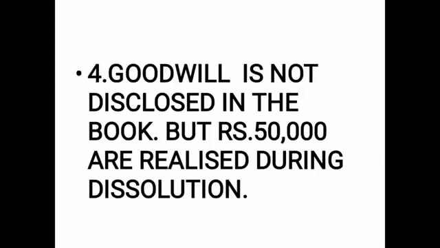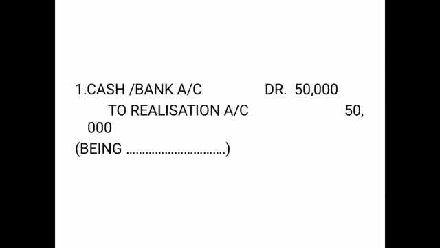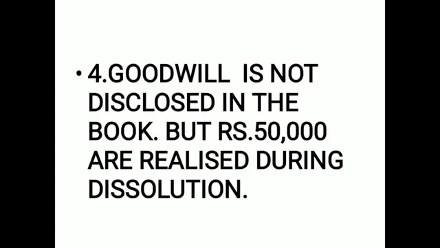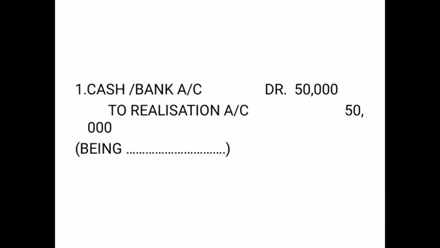But you see, this is an unrecorded asset, not disclosed in the book. If it is not written in the book, how do you close it? So the journal entry for realization of an unrecorded asset, which is not disclosed in the book, is only one journal entry of its realization. The journal entry for closing that asset account does not appear. So there is only one journal entry for this, and it is for realization of that asset, which is cash and bank account debit to realization account.